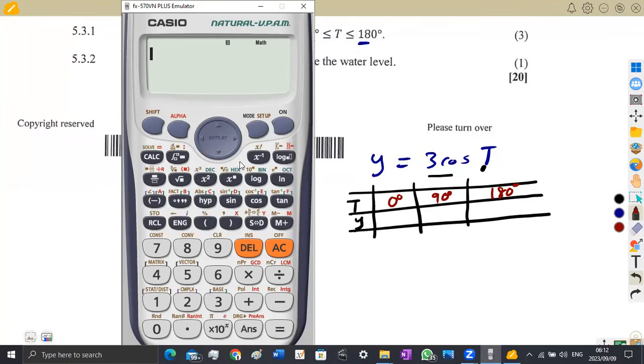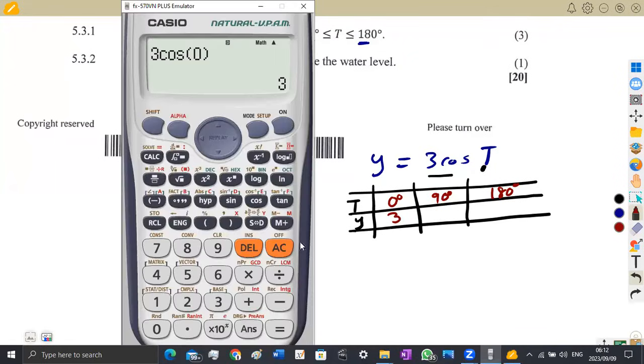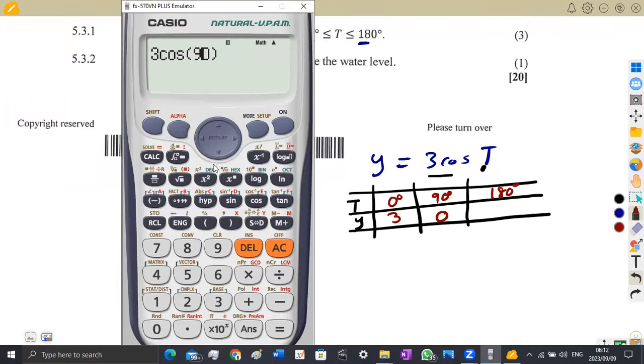It's now showing a D there. So this is 3 cos, our T being 0 there, our first answer is going to be what? 3. So we're going to obtain a 3. Then we move on to 90. It's like that, 3 cos 90, which is a 0 there. We move on to 180. So it's going to be 3 cos 180 and so on and so on.